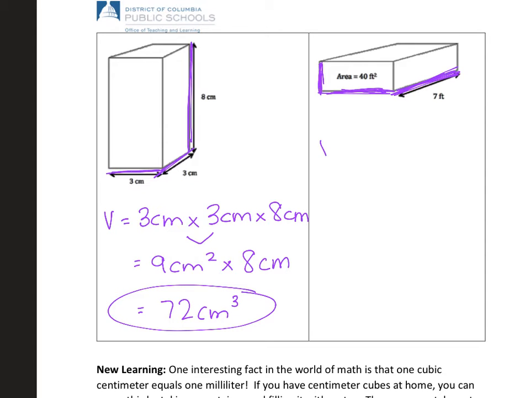So for my volume equation, I'm going to say V equals 40 square feet times 7 feet. Okay. We can use that base fact to help us solve this. So our basic fact here is 4 times 7 that we can pull out, which is going to be 28. And then we're going to multiply by 10 because we have the 0 in 40, which is going to give us 280 cubic feet as our volume.